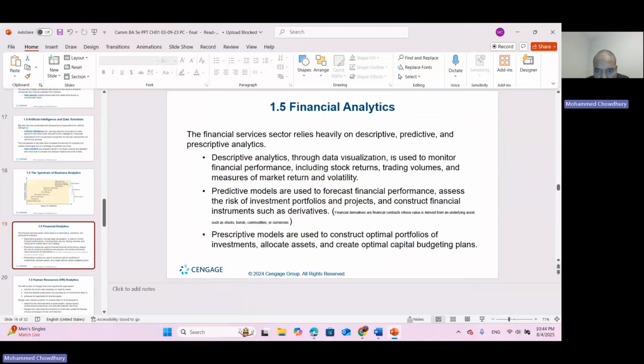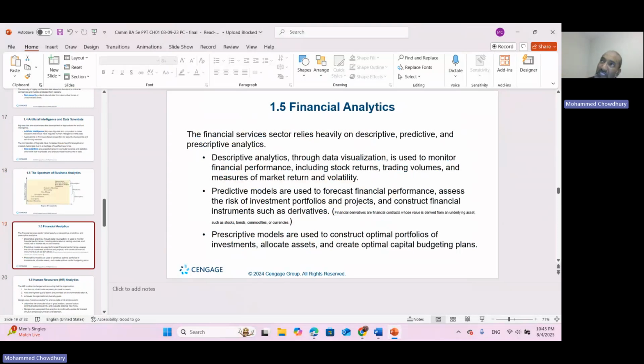Okay, now financial analytics. The financial services sector relies heavily on descriptive, predictive, and prescriptive analytics. How? This is what is now mentioned in three different paragraphs. So descriptive analysis through data visualization is used to monitor financial performance.